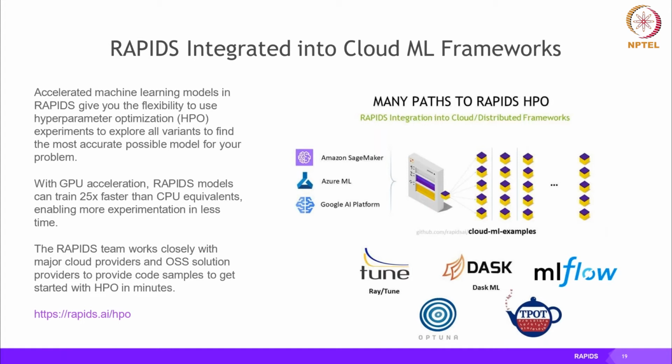The good part about RAPIDS is also that it is integrated with most of the cloud ML frameworks. So if you're using any of the cloud frameworks, you can go to rapids.ai HPO, and you can look at where all this acceleration has happened on, say, Amazon SageMaker, Azure ML, or Google AI Platform. And you can go to github.io rapids AI cloud ML examples to see how to use this on different platforms. Primarily here you can see the three key platforms. So there's an integration of RAPIDS which has already happened in all of these platforms also.